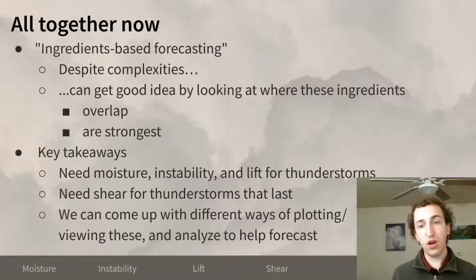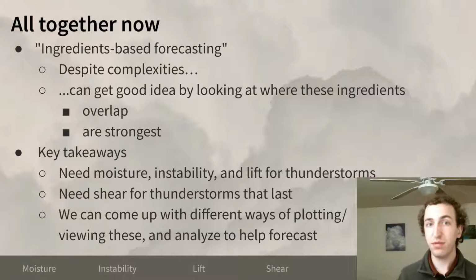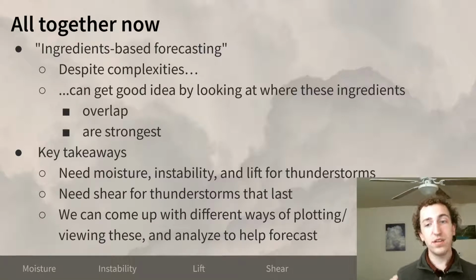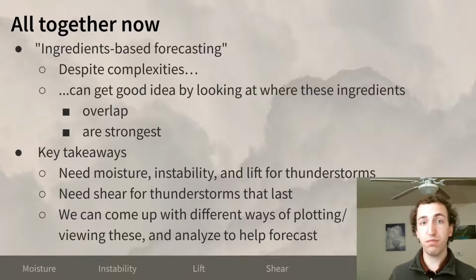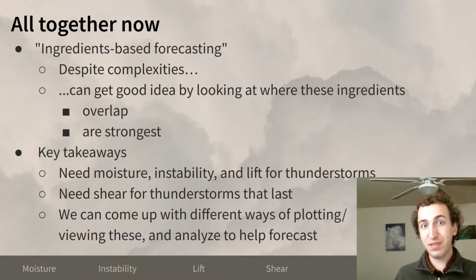And so overall, you need moisture, instability, and lift for any kind of thunderstorm. Shear becomes really important for thunderstorms that last, which are the kinds that typically end up producing severe weather. For all of these, moisture, instability, lift, and shear, we can come up with measures or different ways of viewing or plotting these and analyze those plots to help produce a forecast. And that's what a lot of your severe weather forecasting meteorologists end up doing. So going up next, we'll talk about some of the types and behavior of severe thunderstorms.